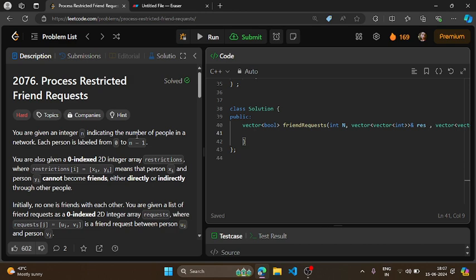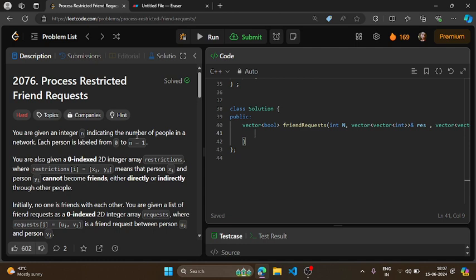So let's start with today's question. This is question number 2076, Process Restricted Friend Requests. In this question, we are given an integer n, which denotes the number of people in our network. Each person is labeled from 0 to n minus 1, so in total we will have n people.